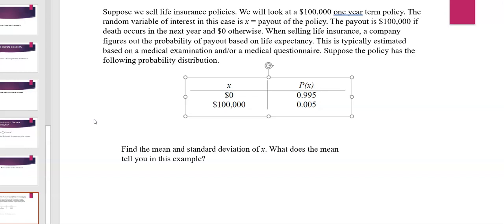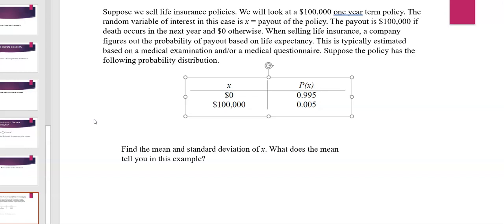When selling life insurance, a company figures out the probability of payout based on life expectancy. This is typically estimated based on a medical examination and/or a medical questionnaire. Suppose the policy has the following probability distribution. Find the mean and the standard deviation of X, and then tell what the mean tells us in this example.